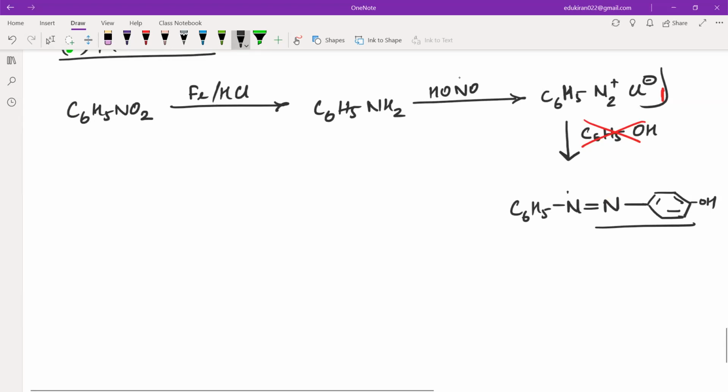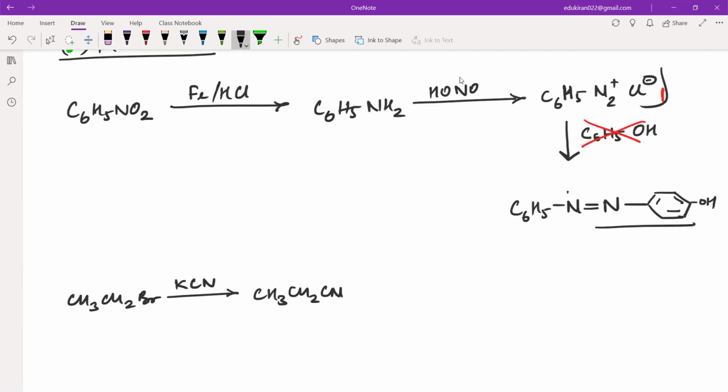Third one is bromoethane. We have CH3CH2Br. First reaction is KCN. So I hope you remember this reaction. This will add one carbon atom, CH3CH2CN. Further, there is a reduction, LiAlH4. So we are going to add hydrogen on carbon and hydrogen on nitrogen also. So we'll get CH3CH2, this carbon will also get CH2, this nitrogen will also get NH2. So this is the final product in the third reaction.